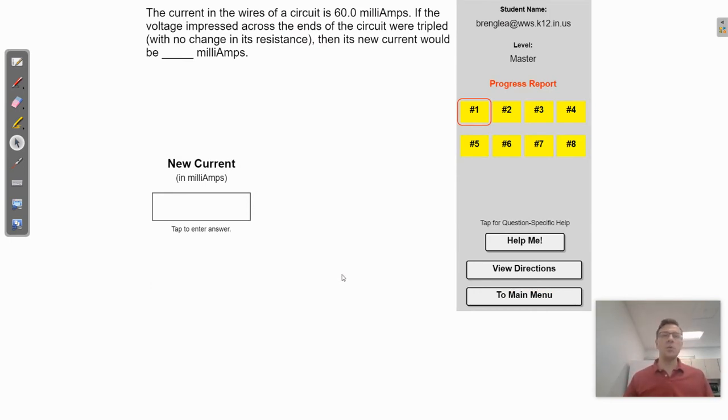So it says the current in the wires of a circuit is 60 milliamps. If the voltage impressed across the ends of the circuit were tripled with no change in the resistance, then the new current would be, and that's what we're solving for.